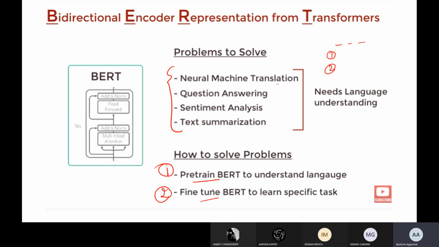Fine tuning means it will fine tune the model that it has already trained, and it will not start learning from scratch. Whatever it knows, it will utilize that information for a particular task, and that task can be question answering, sentiment analysis, anything for any application. So that is the whole idea behind BERT. Okay, clear? That is what BERT is doing. Now we will see how BERT is able to do this.